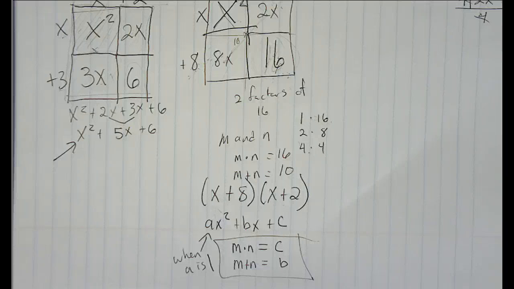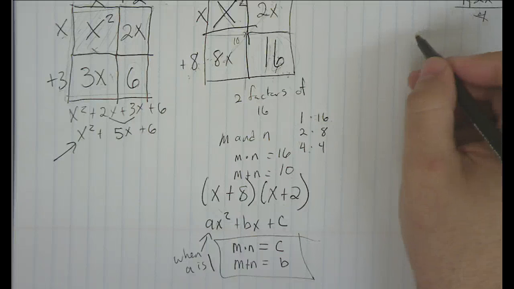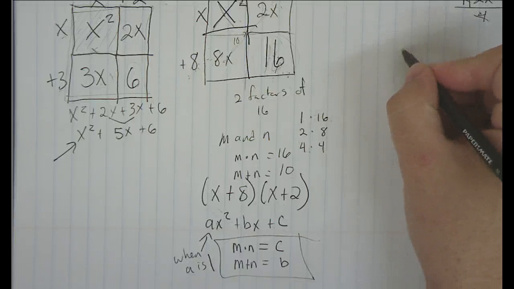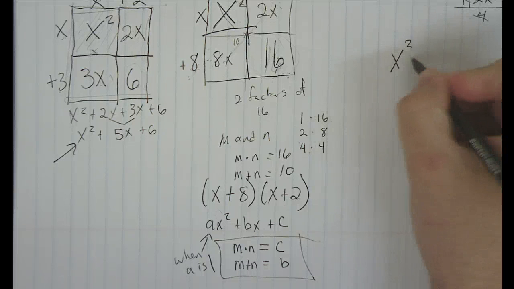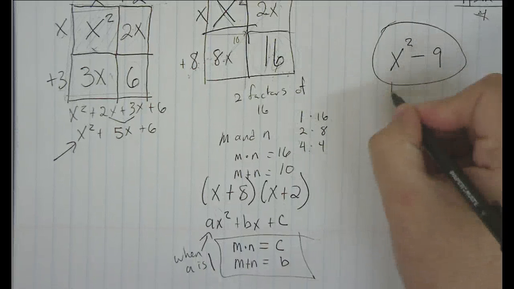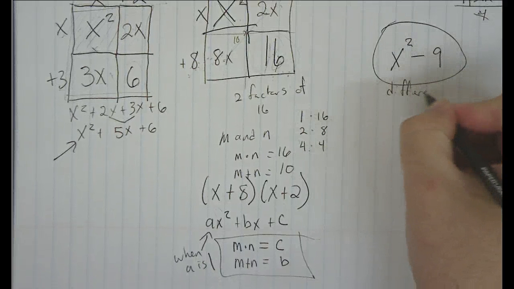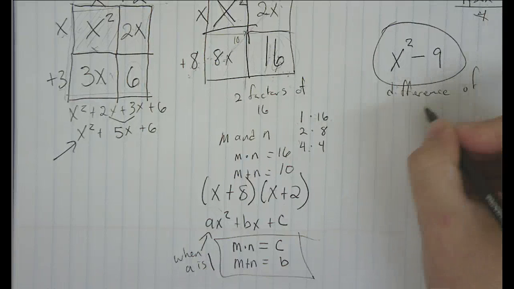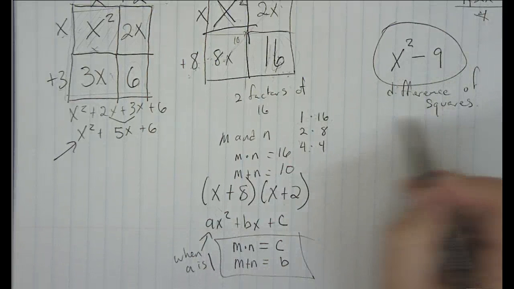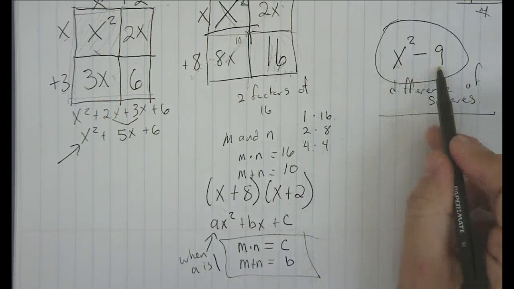Sometimes when you're factoring, you're going to see some patterns. One pattern you're going to see looks like this: x squared minus 9. This one is called the difference of squares. This is a really nice pattern to recognize, the difference of squares.